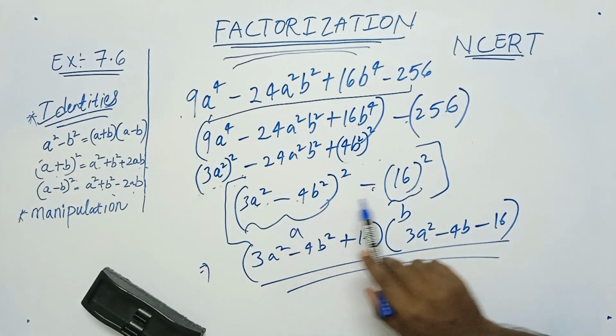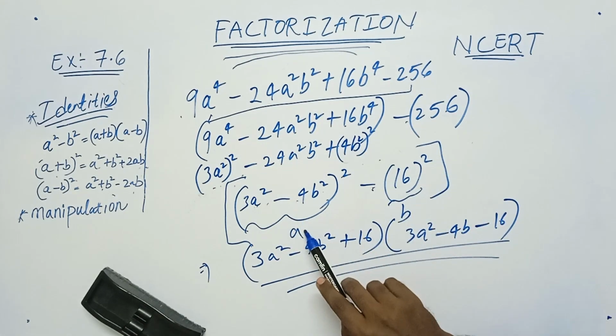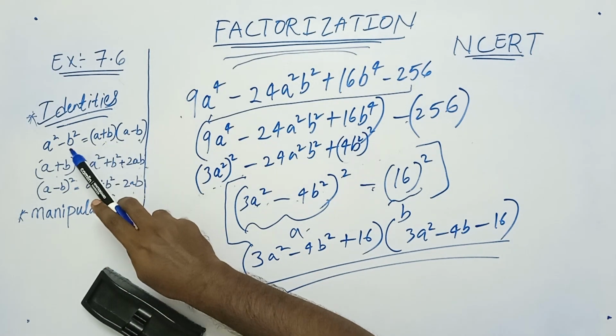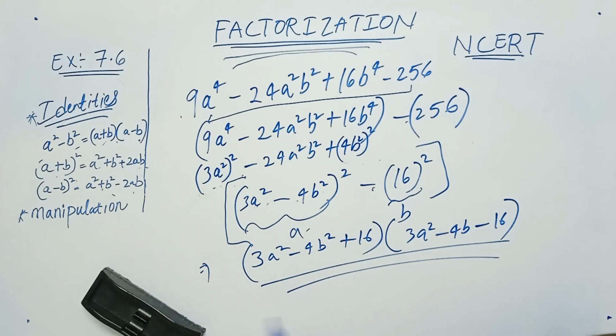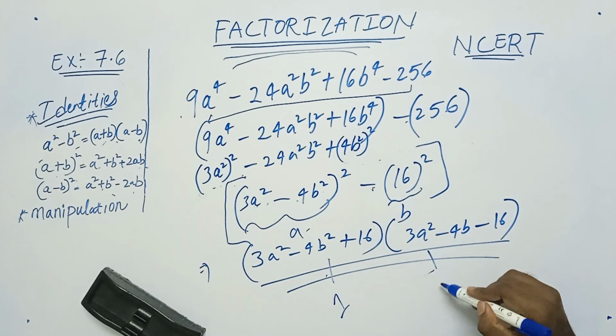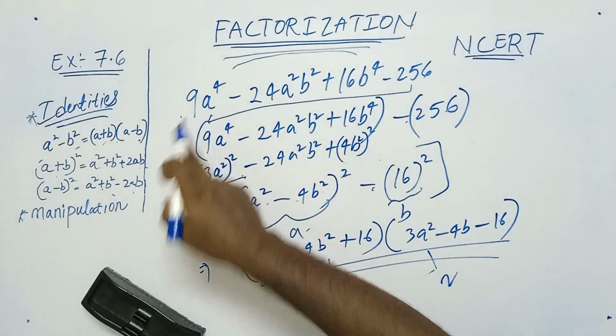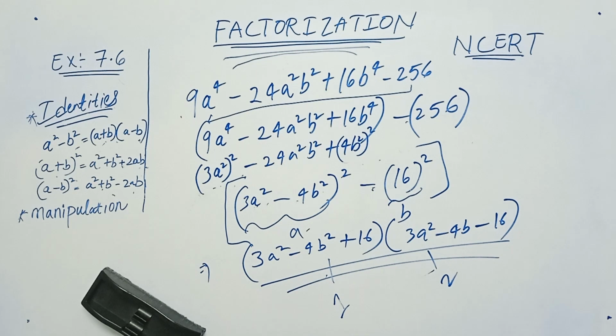So I'm going to make this into (a plus b) into (a minus b). That means I have to make this value into a product of two factors. So I got one factor, another factor. So these two factors' product is equal to the given expression. This is how we are going to solve such a problem.